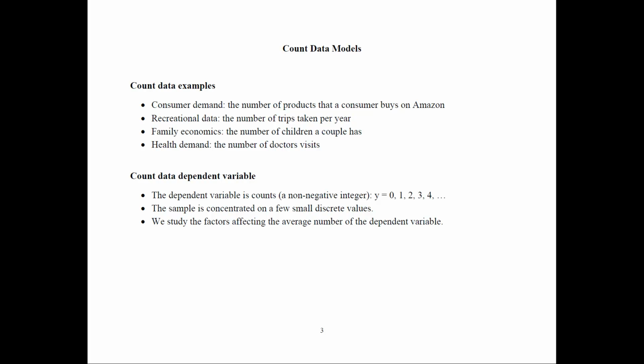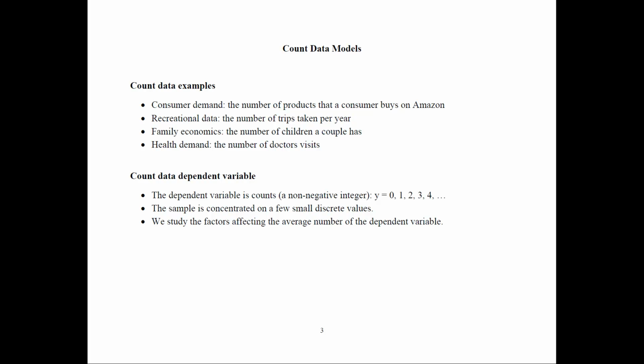So here are a few examples of count data. First of all comes from consumer demand. For example, the number of products that a consumer buys on Amazon. It's a discrete number. Then we could have recreational data, the number of trips taken per year, family economics, the number of children that a couple has, and health demand, the number of doctor visits.